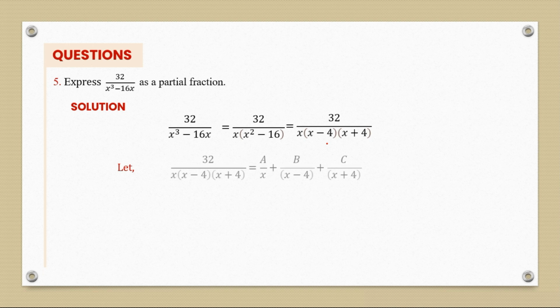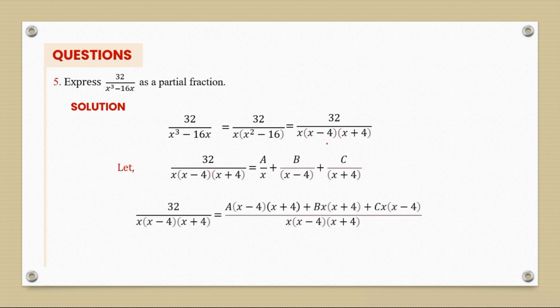So now we can let 32 over that be equal to a over x plus b over x minus 4 plus c over x plus 4. So now when we find the LCM, we can already see that this is definitely our LCM. So our LCM, this divided by x is going to be equal to x minus 4 times x plus 4. This divided by x minus 4 is going to be equal to x into x plus 4. And then this divided by x plus 4 is going to be equal to x times x minus 4. So now these denominators now cancel, and then we're left with 32 being equal to that.